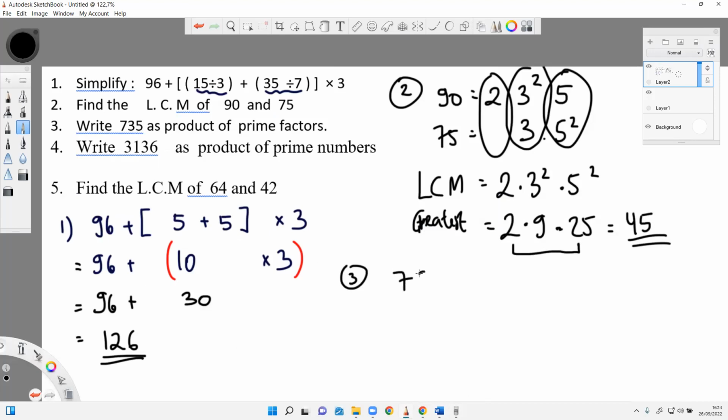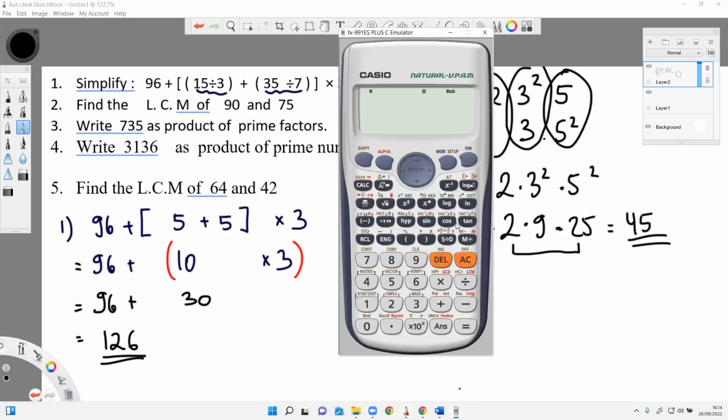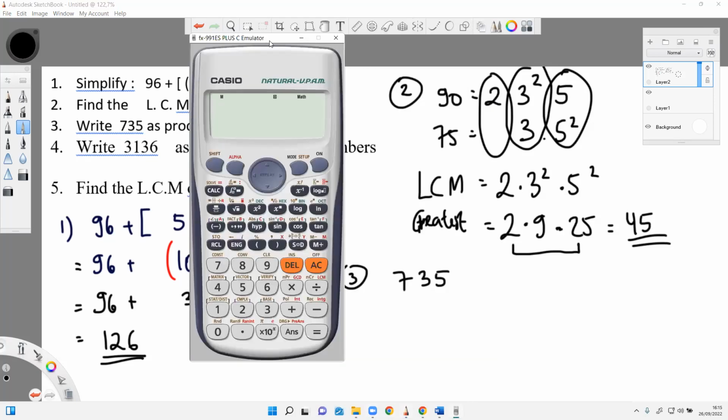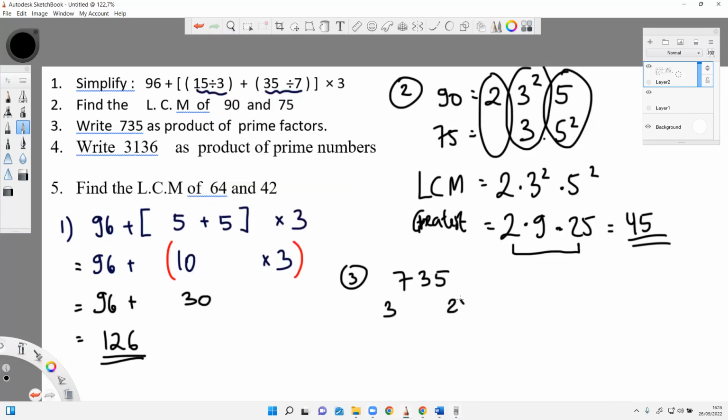Okay, then look at number 3. Express 735 as a product of prime factors. You have to do division, right? So 735 is obviously indivisible by 2. It has to be divided by either 3 or another number. That's right, 735 divided by 3 is 245. Got it. So 3 and 245. And then you divide further by 3.